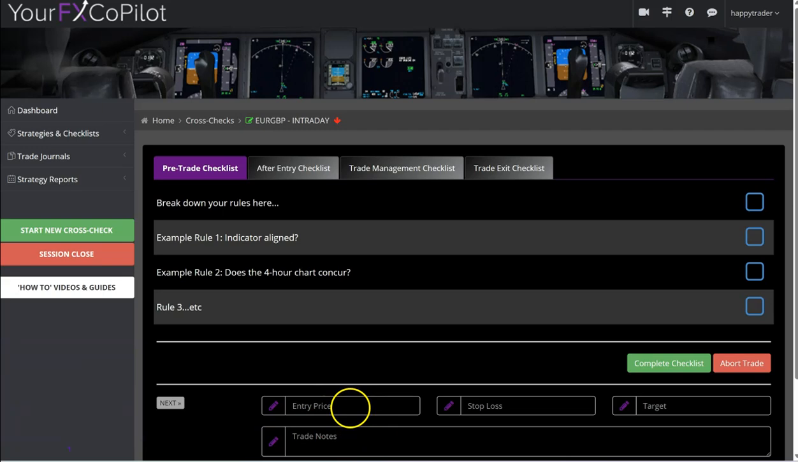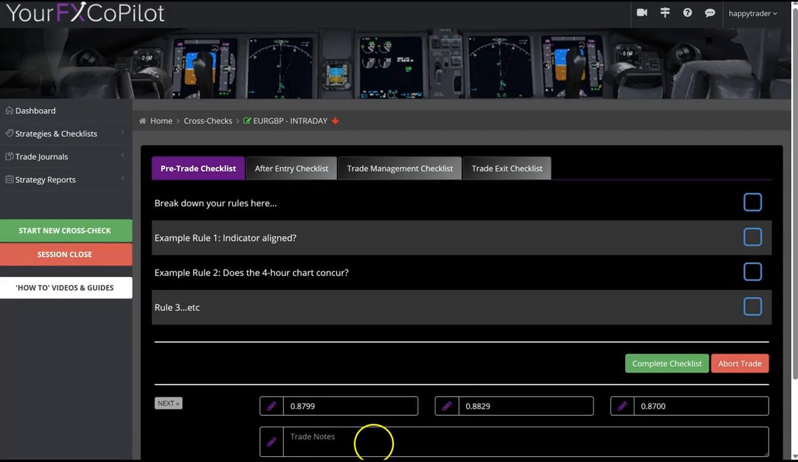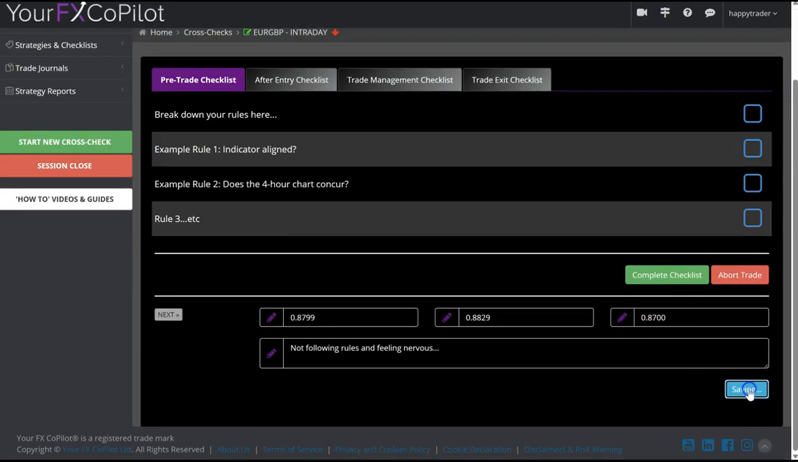As you can see here, we have fields to record your entry, your stop loss, and your target. We also have a trade notes section which allows you to record any actions and decisions that you take as the trade progresses, and of course why. This is very important for reviewing your trades for learning and improvement, and also to monitor your mindset and emotional state throughout the trade. For example, not following rules and feeling nervous. This provides a great feedback mechanism and we encourage you to use it as much as possible. And to save those details, just click Update.